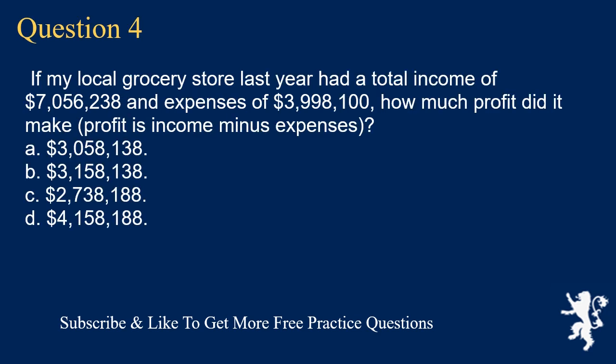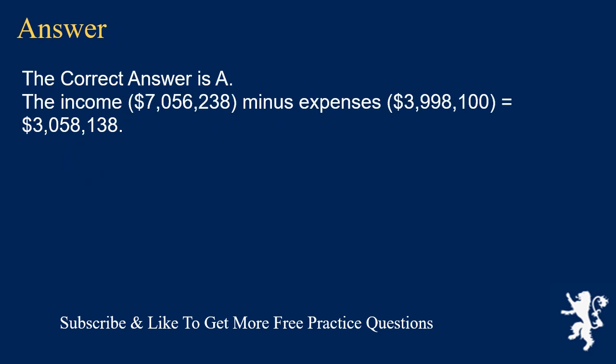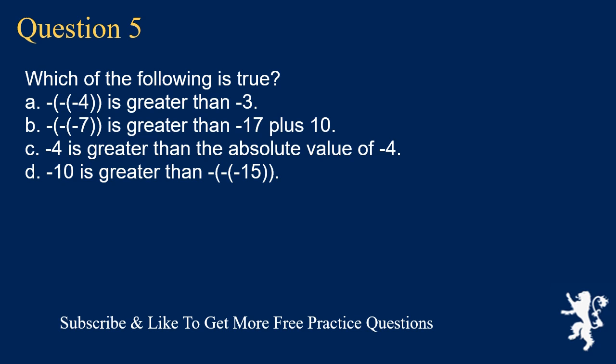Question 4. If my local grocery store last year had a total income of $7,056,238 and expenses of $3,998,100, how much profit did it make? Profit is income minus expenses. A. $3,058,138. B. $3,158,138. C. $2,738,188. D. $4,158,188. The correct answer is A. The income, $7,056,238, minus expenses, $3,998,100, equals $3,058,138.